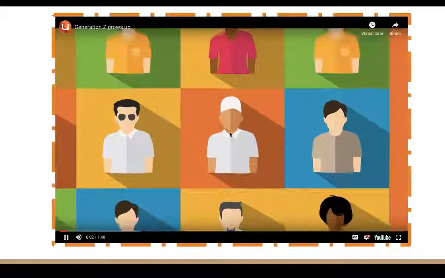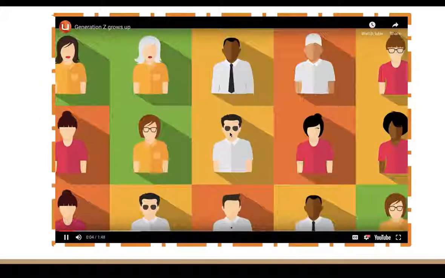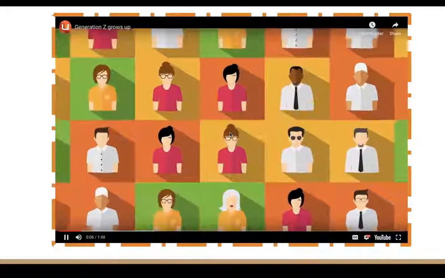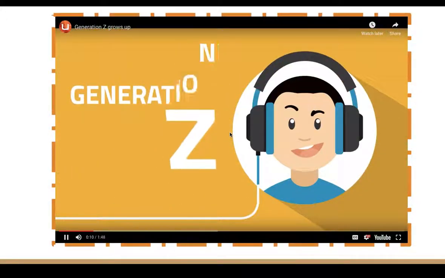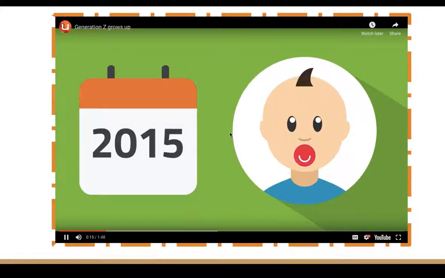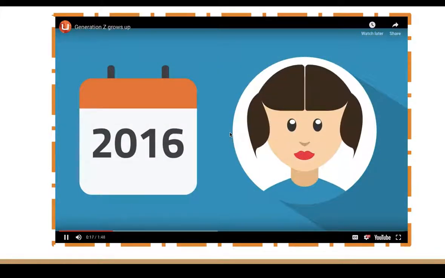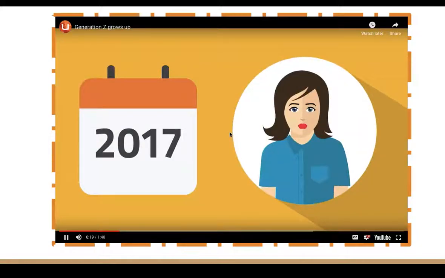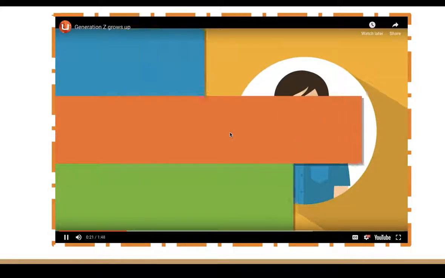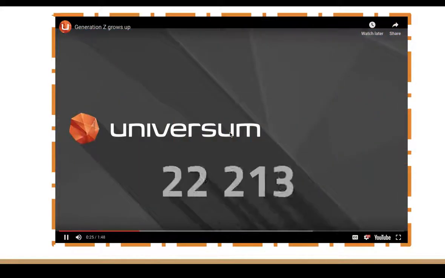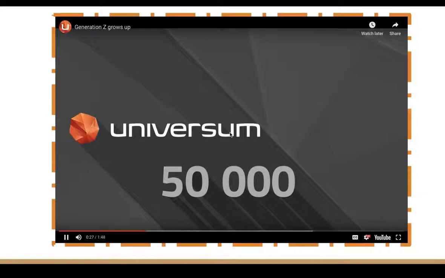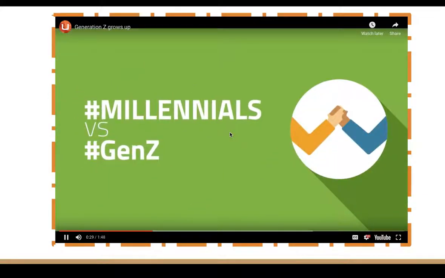Employers are only beginning to understand millennials' needs in the workplace, and yet we need to focus on the next cohort of future employees, Generation Z. You might think that Gen Z is too young to take seriously, but in just 3 years, the first wave of Gen Z workers will hit the job market. The race for Gen Z begins now. Universum asked 50,000 high school graduates about their future plans. Let's see how they compare.